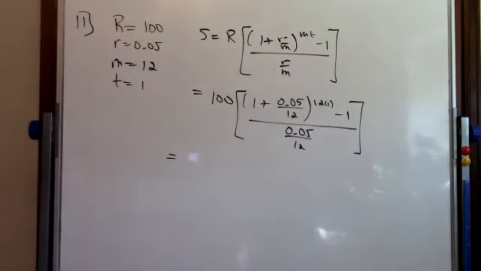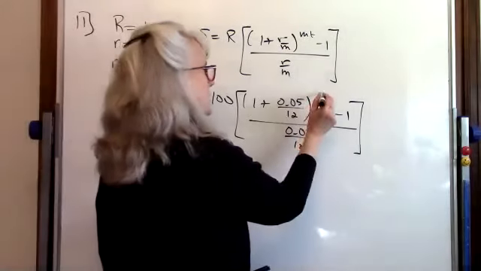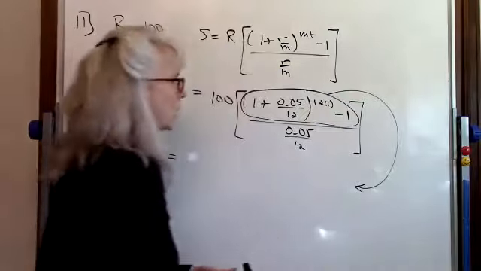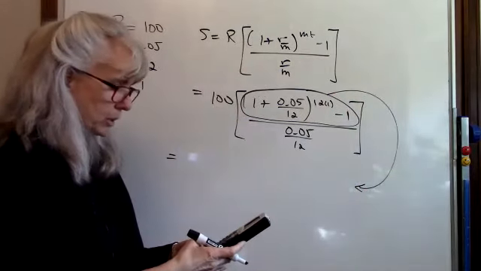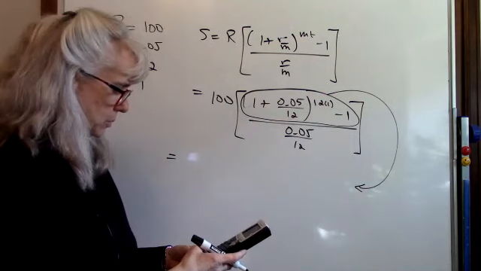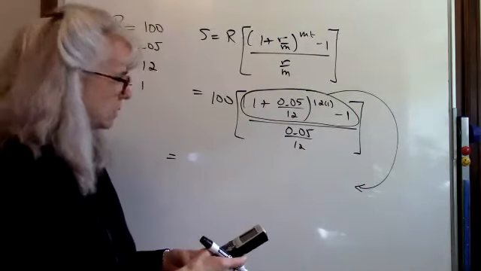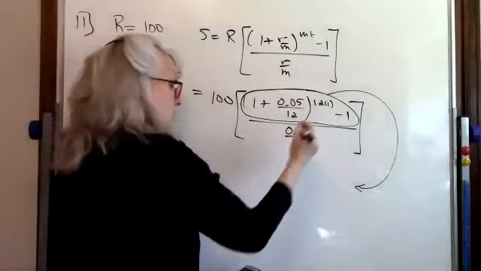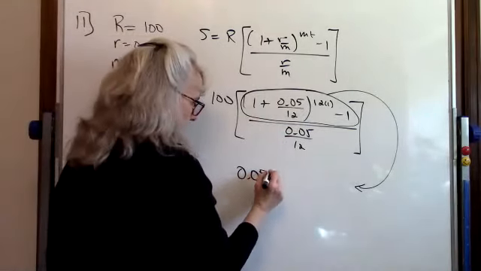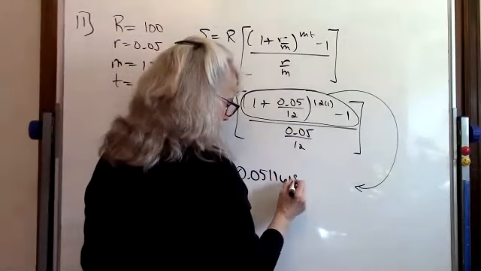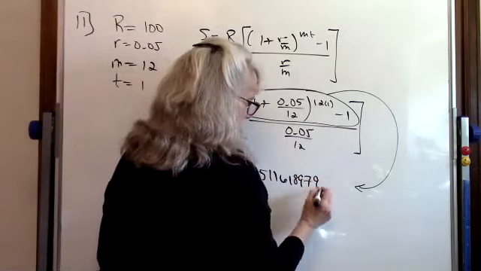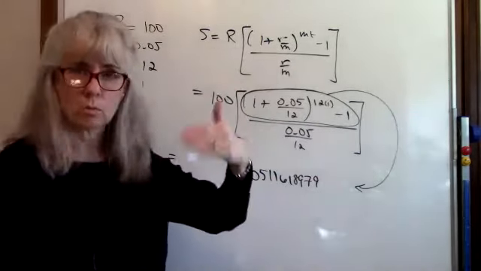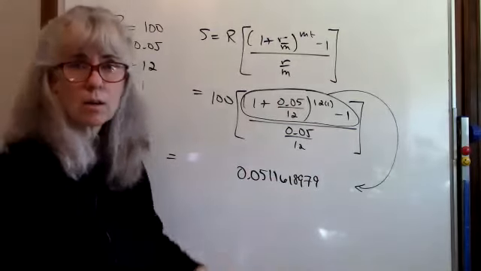So what I urge you to do first is go figure out what's sitting on the inside in the numerator. So this is the number I want to see. So 1 plus 0.05 over 12 to the 12 minus 1. And if you do that, that inside part that is circled comes out to be 0.0511618979. Now, I don't write any of this down. The only reason to write it down right now is to communicate with you in terms of the steps. So I would just leave that sitting there on my calculator.